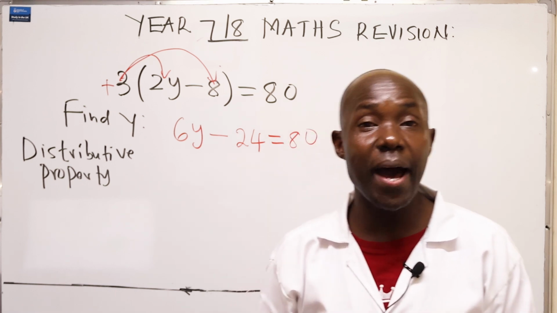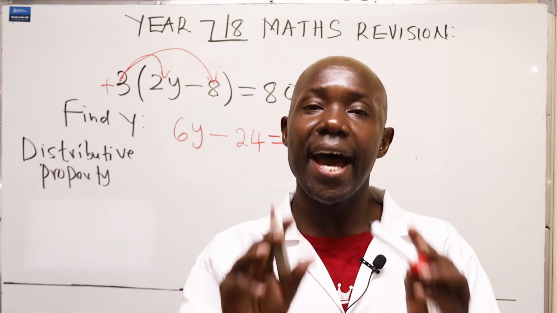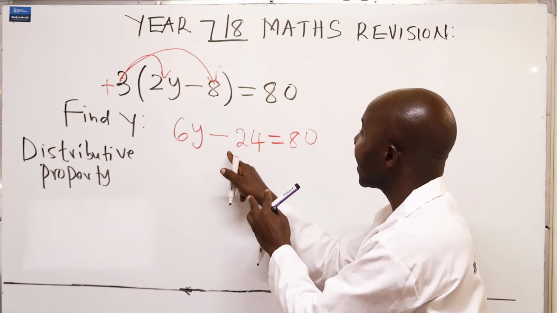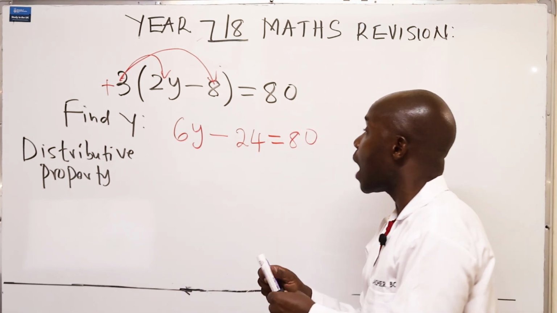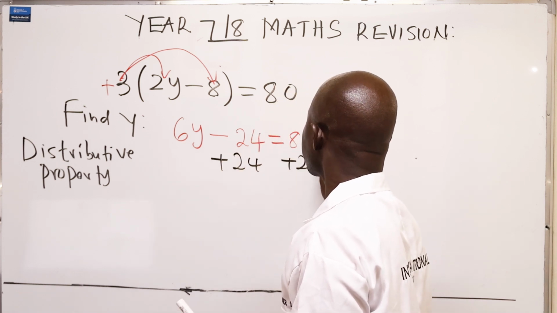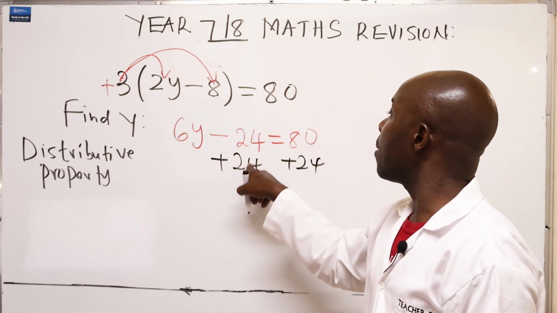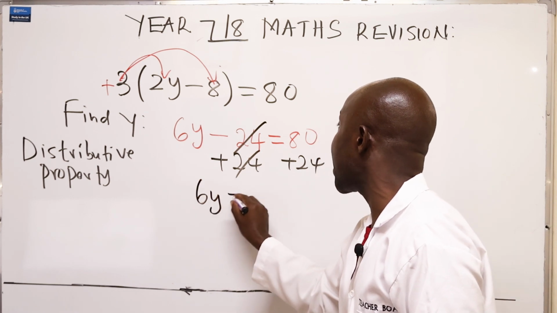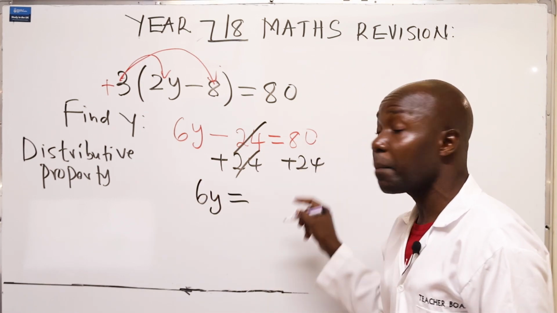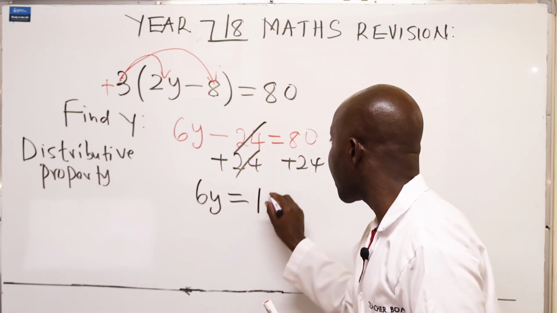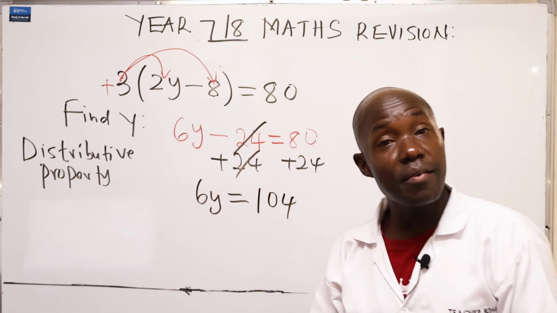What is the next part? I talked about additive and subtractive inverse. Now, since this one is a negative, what am I supposed to do? I'm supposed to add 24 both sides. Then 24 minus 24 will cancel out. So we are only going to have 6y equals, what is 80 plus 24? We get 104.